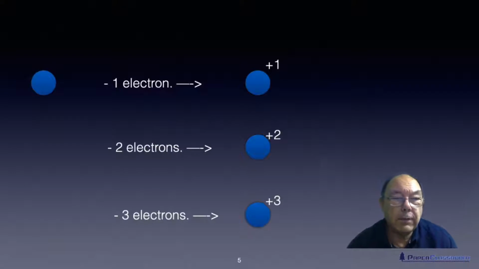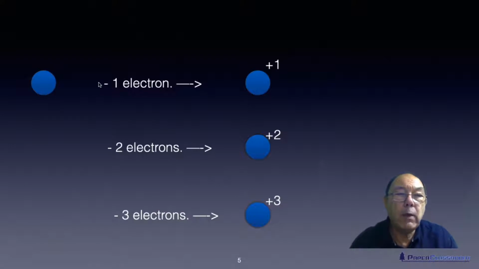If we start off, if this blue circle here represents a whole atom, that is the nucleus and the electrons, then we know that for every one proton with a positive charge, there must be one electron with a negative charge, and therefore atoms are always electrically neutral.